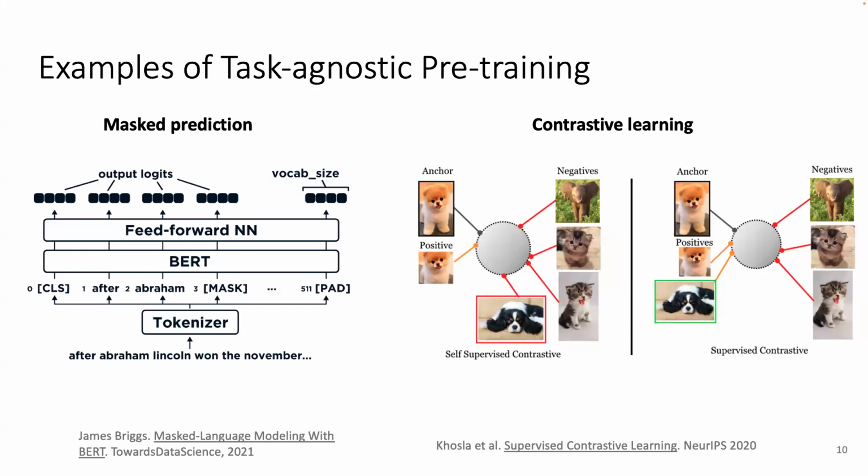Of course, you can also use labels to do contrastive learning. That will be supervised contrastive learning, but that requires labels to do pre-training.